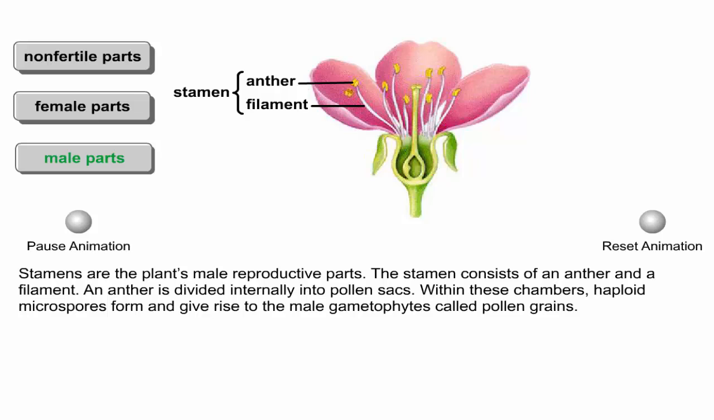Stamens are the plant's male reproductive parts. The stamen consists of an anther and a filament. An anther is divided internally into pollen sacs. Within these chambers, haploid microspores form and give rise to the male gametophytes called pollen grains.